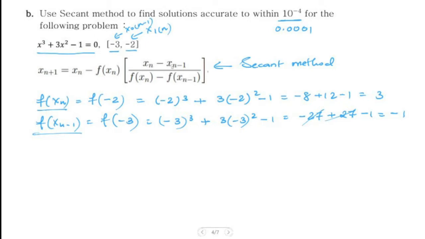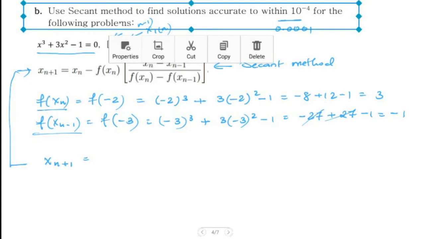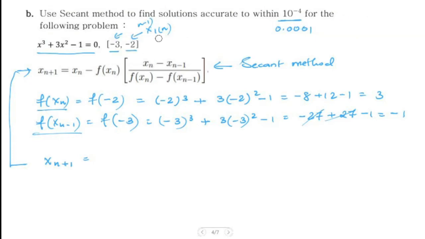What we're supposed to do next is put all these values in our secant method formula and find out the result. So here we have x2, or we can say xn plus 1 itself. I would just erase this and write it more neatly. Let's call this xn minus 1 and this xn. So that's more clear now. Now xn for us is minus 2.